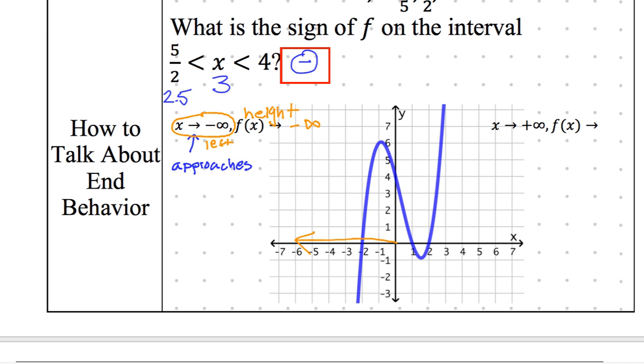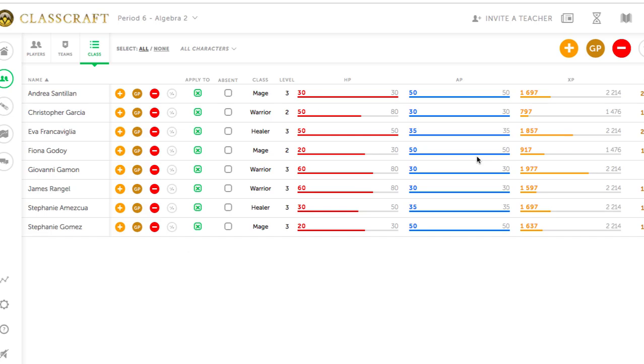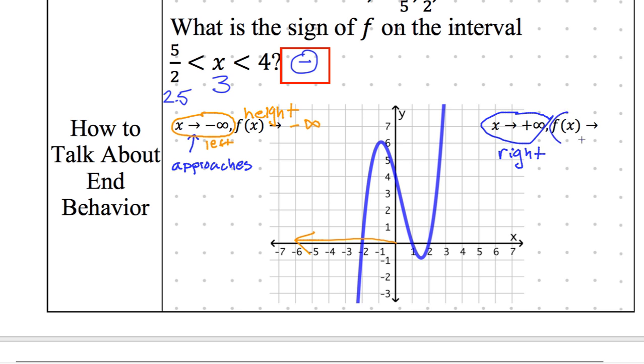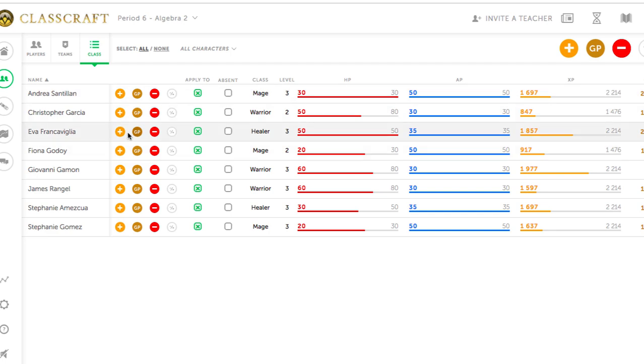All right, so now I'm approaching positive infinity. Last time I was approaching negative infinity. So what does this thing mean? This thing right here means as I go to the right. Yes, Chris. As I'm going to the right, what is the height? Again, f of x always means height. What is the height as I go to the right? Up. Up means positive. Positive infinity is correct. Thank you, Eva.